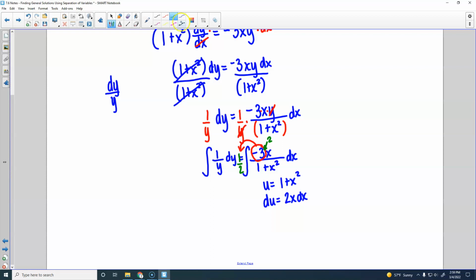Good. So I'm not going to integrate this yet. I'm going to leave it 1 over y dy for the c purposes. And then I'm going to rewrite this with the u, so it's going to be negative 3/2 integral of 1 over u du, or if you want to write that as du over u, that's also okay. We okay here?